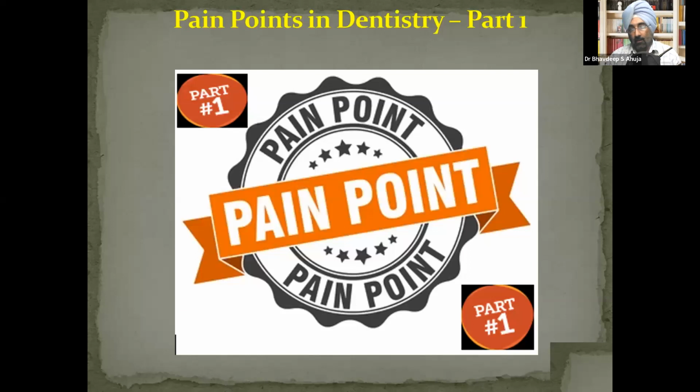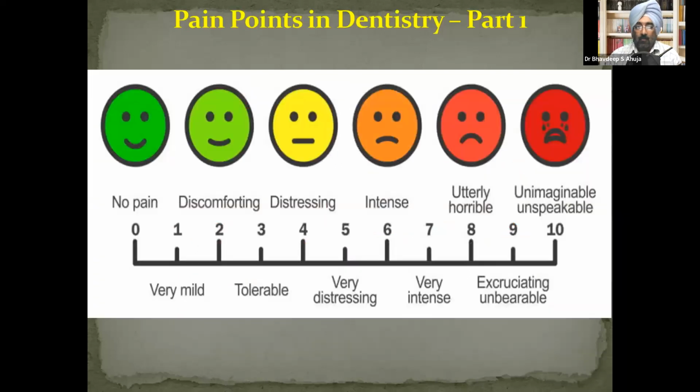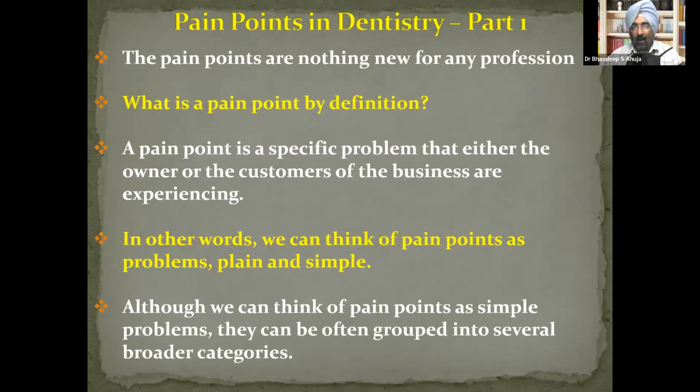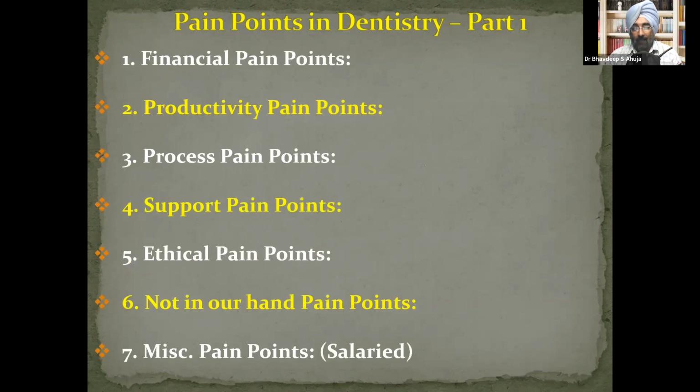We started with, of course, the different levels. Everybody does have pain points that can be from 0 to 1 to 10. And by definition, simply speaking, they are just the problems, if we translate them into simple language. So I have categorized those into 7 categories: financial pain points, productivity pain points, process pain points, support pain points, ethical pain points, not in our hand pain points, and miscellaneous pain points.